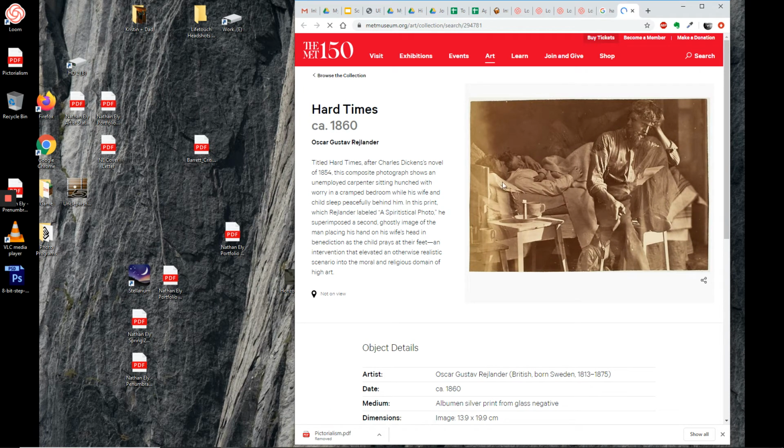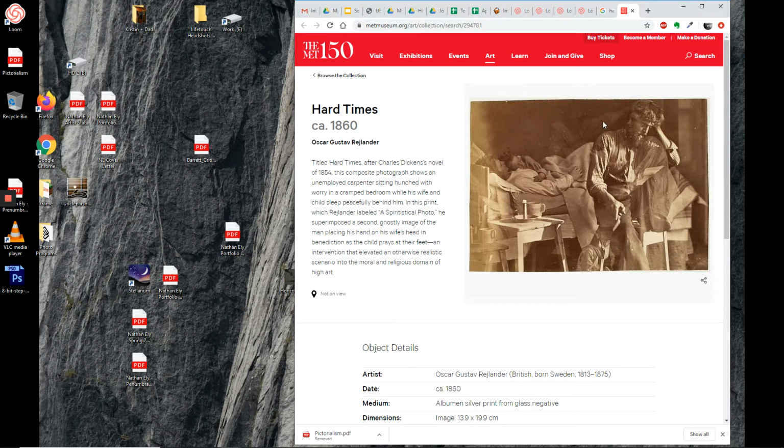So here we go. This is Hard Times. It's titled after a Charles Dickens novel of 1854 by the same name, obviously. The Dickens novel dealt with similar working class concerns. This image, Hard Times, was much less derivative and moralistic than Two Ways, and it illustrates the anxiety of unemployment. It's a portrait of an out-of-work carpenter. He's anxiously awake while his wife and child are sleeping behind him.